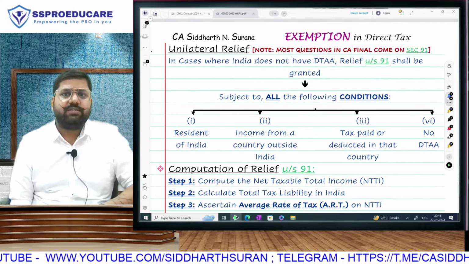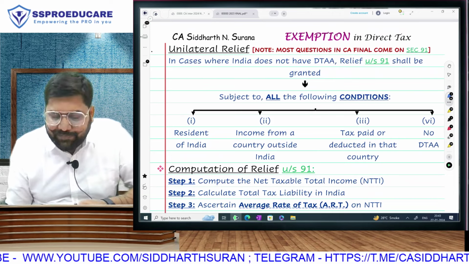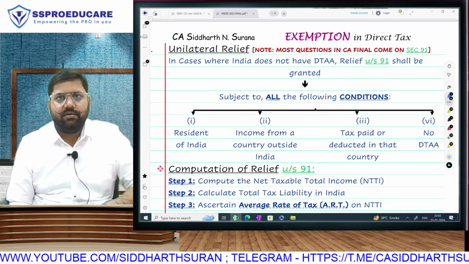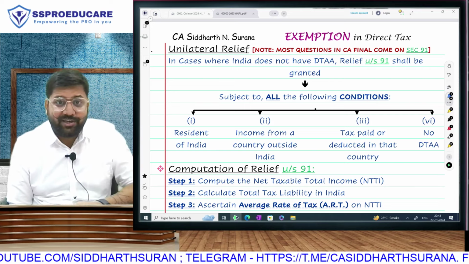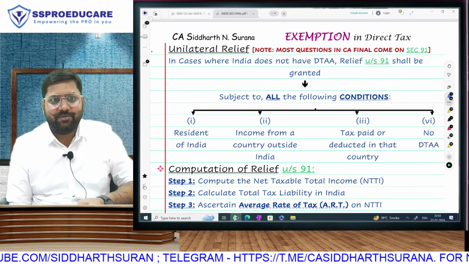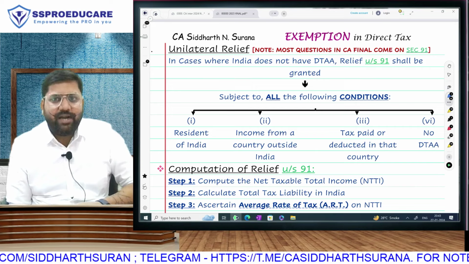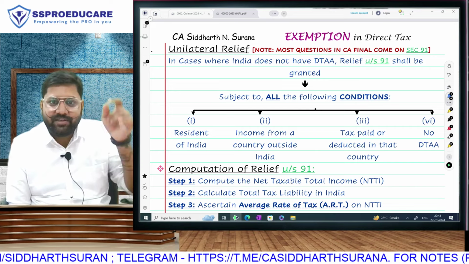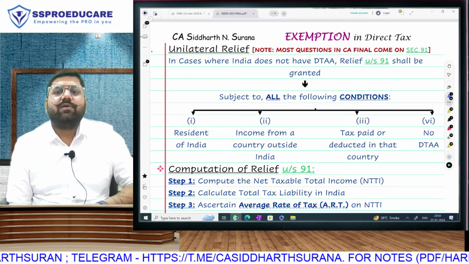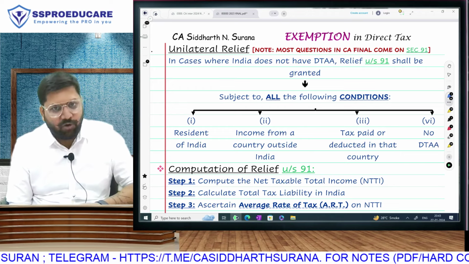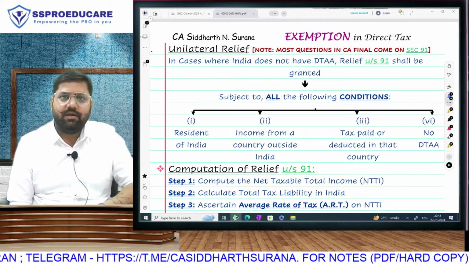Let me be very honest with you. Exam में you expect questions on this, that is unilateral relief, because bilateral relief का calculation depends on the treaty and the treaties are not a part of our syllabus. Only general points are. But unilateral relief का calculation is given nowhere else but the Income Tax Act, and unilateral relief का calculation is what has been asked in maximum exams.